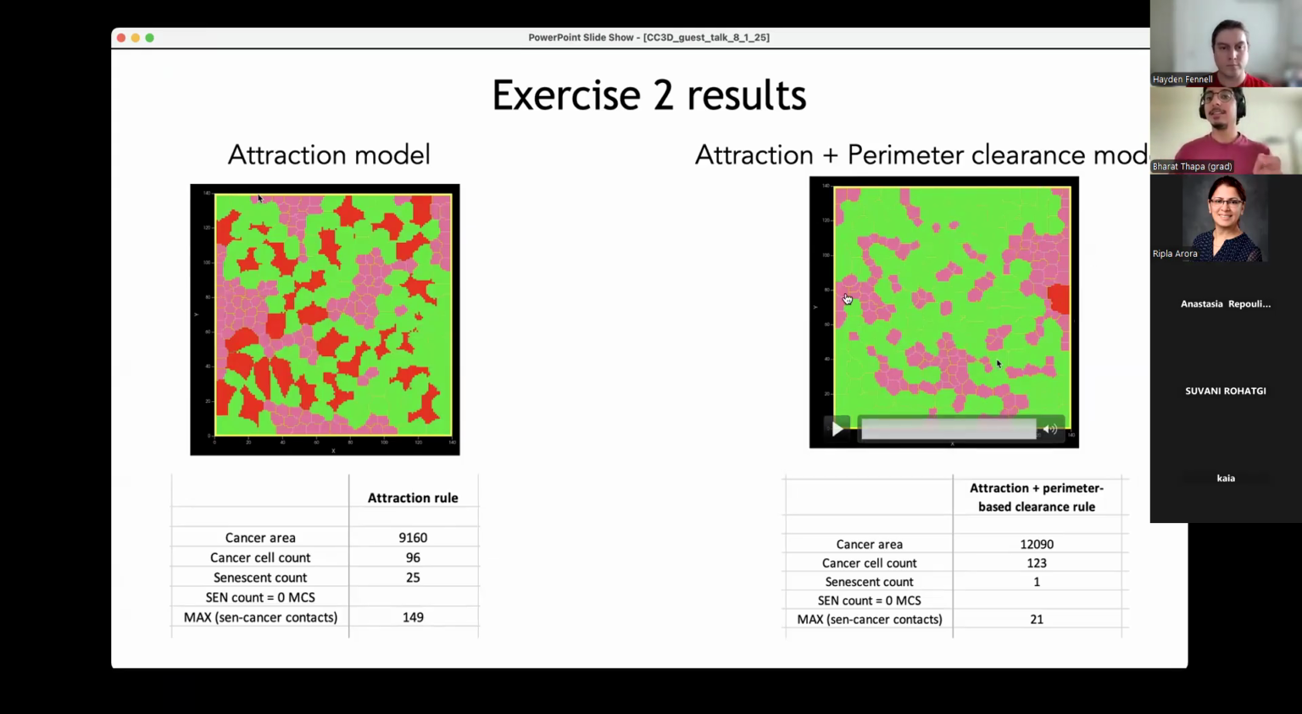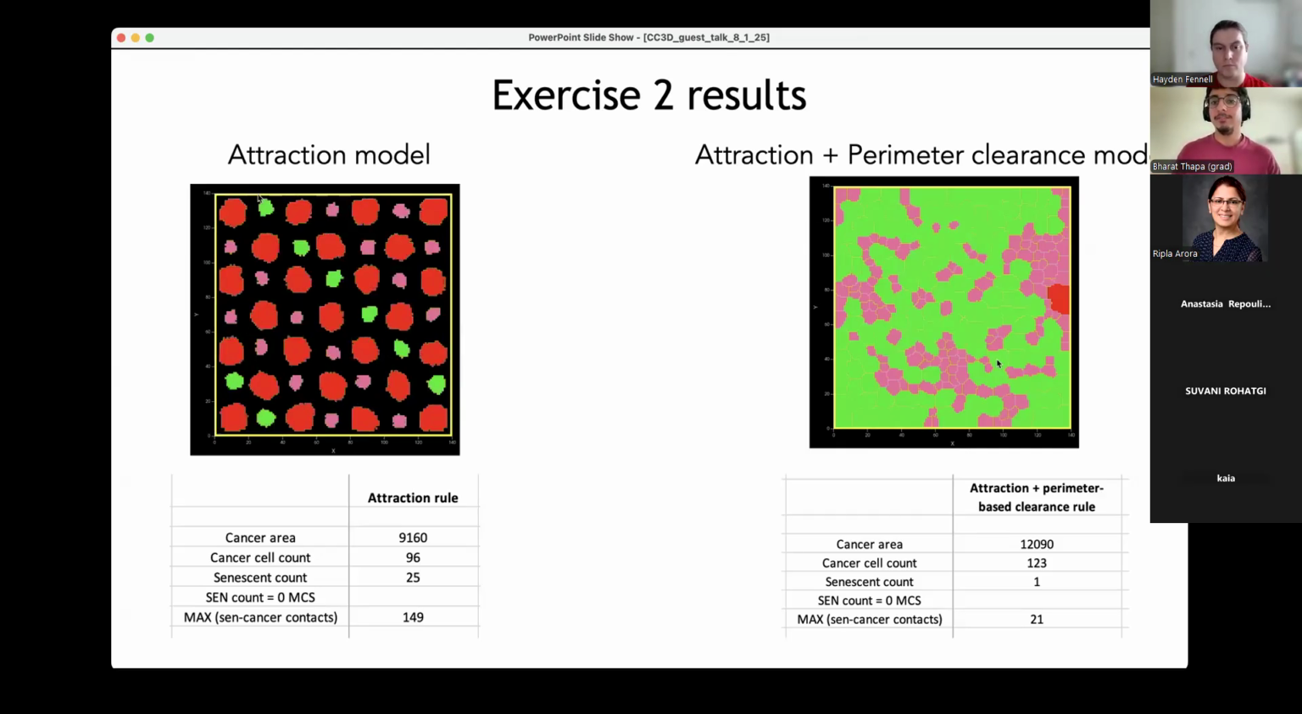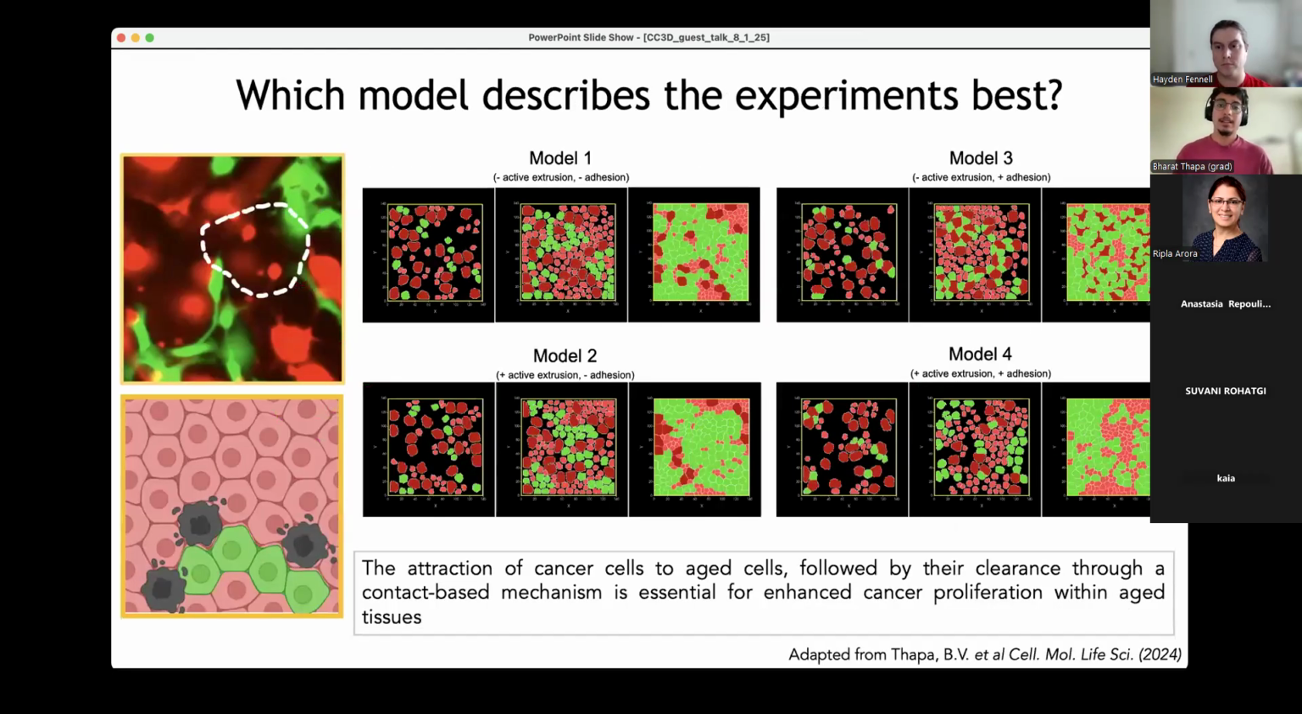But in chemotaxis, when you try chemotaxis and attraction and perimeter clearance, you will never see this because cells are always secreting. And before the cancer really starts proliferating, it will end up migrating to these aged cells. And so that is a more advanced model where you can actually have all the rules implemented and have an even stronger phenotype. But this was sufficient to make the main claims about the observations, and we went ahead with this.